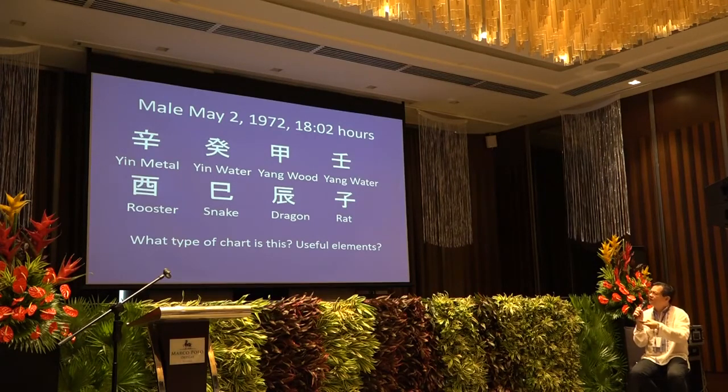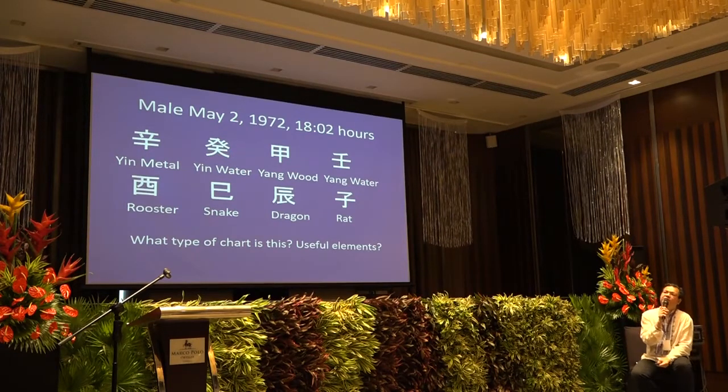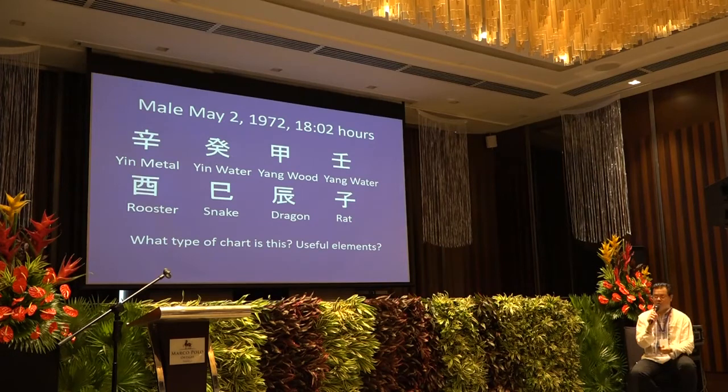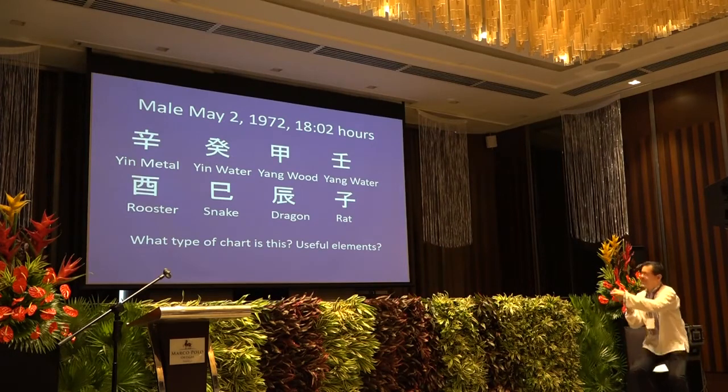So what sort of chart is this? It's a dominant water chart, and the useful element number 1 for a dominant chart would be the resource element. So number 1 for him is metal, and number 2 would be the self element, which is water. So let's have a look.